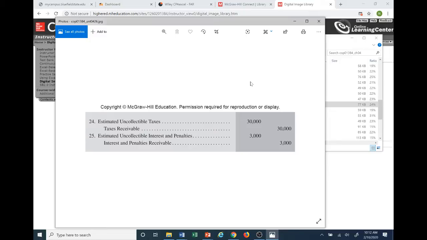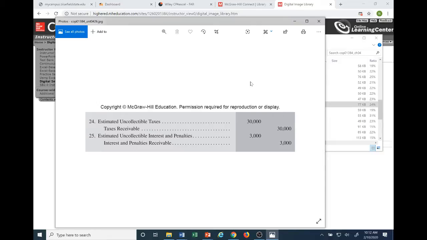We're debiting the estimated uncollectible taxes because that was an original credit when we levied it, right? And then we're crediting taxes receivable because we originally debited it. So that's bringing down those taxes. Those taxes are off the books now. That asset's been reduced. Same thing with writing off the estimated uncollectible interest and penalties.